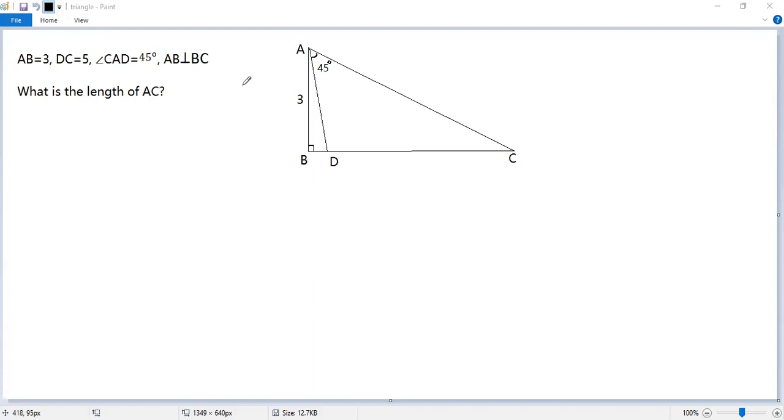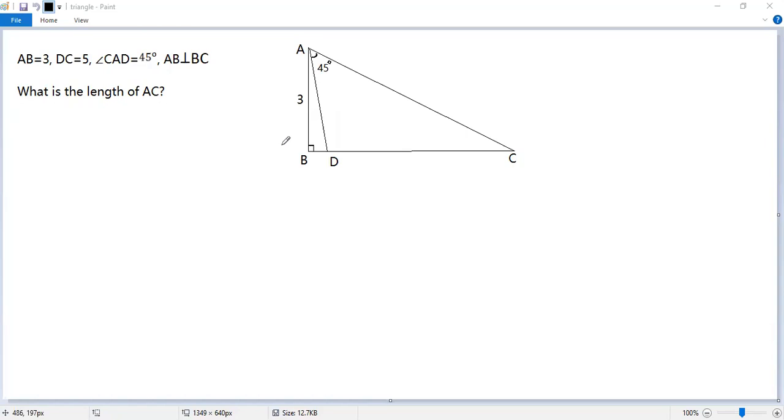Let's look at the conditions. We know AB is perpendicular to BC, so triangle ABC is a right triangle. And we also know AB equals 3, DC equals 5. So if we can figure out the length of BD, then we can use the Pythagorean theorem to calculate the hypotenuse AC.